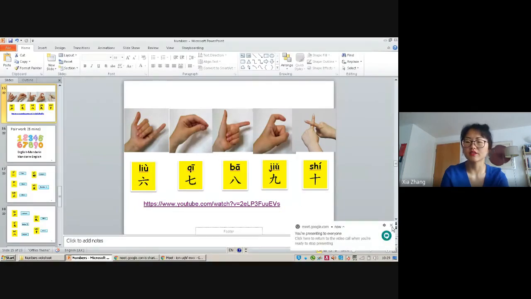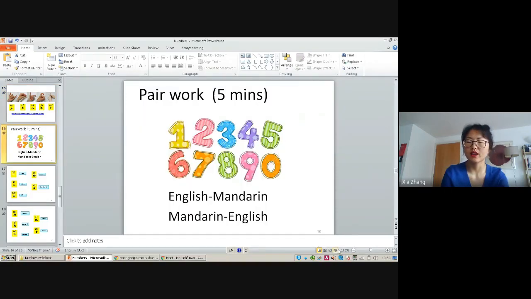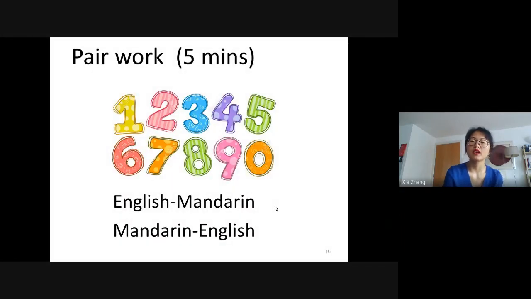So you can always go to the video. Just search Chinese numbers and you will find the video, okay? What I want you to do now is pair work. You can do this with your siblings or your parents. Your parents can say a number in English, for example one, and you try to say one in Mandarin. When your parents say two, you say er in Mandarin, okay? And then you can use Mandarin to test your parents on how to say numbers in Mandarin. For example, your parents need to translate, so you need to understand.